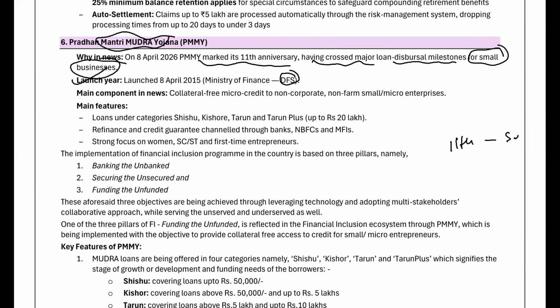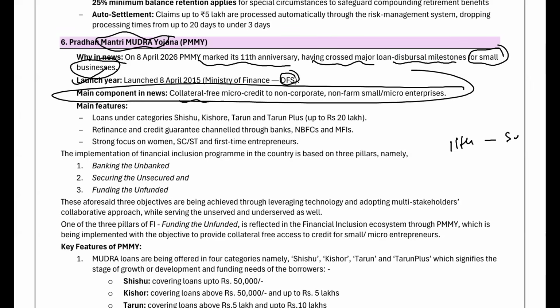Now try to understand the main component in the news, that is providing collateral free micro credit to non-corporate, non-farm small businesses. Is it clear? This point is very easy to understand, ठीक है? Now the important point, please note it down, the key point for this PM Mudra Yojana is it is a collateral free loan. सबसे important point क्या है कि it is a collateral free loan. It is for non-corporate small business, जो ये लिखा हुआ है. Is it clear? Collateral free loan है, non-corporate small business के लिए है, and it is under 4 categories. 4 categories you have to note it down.